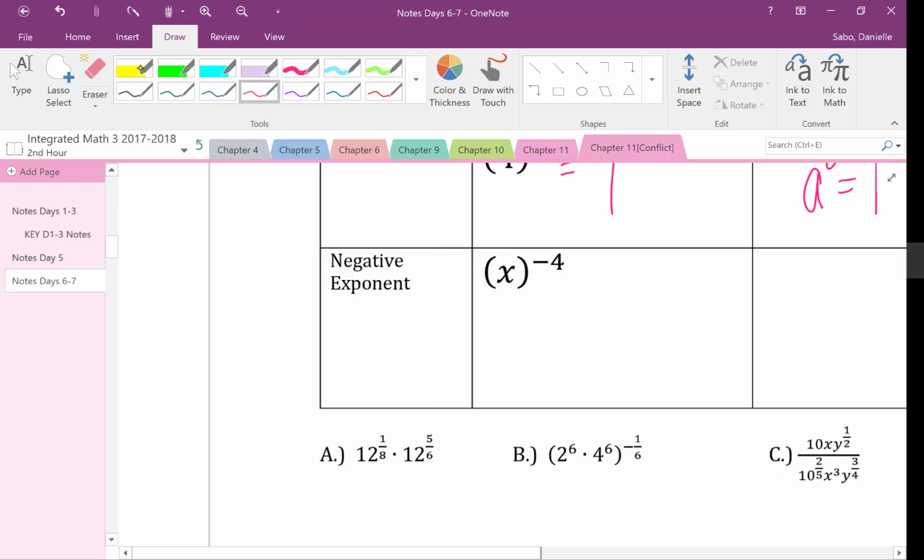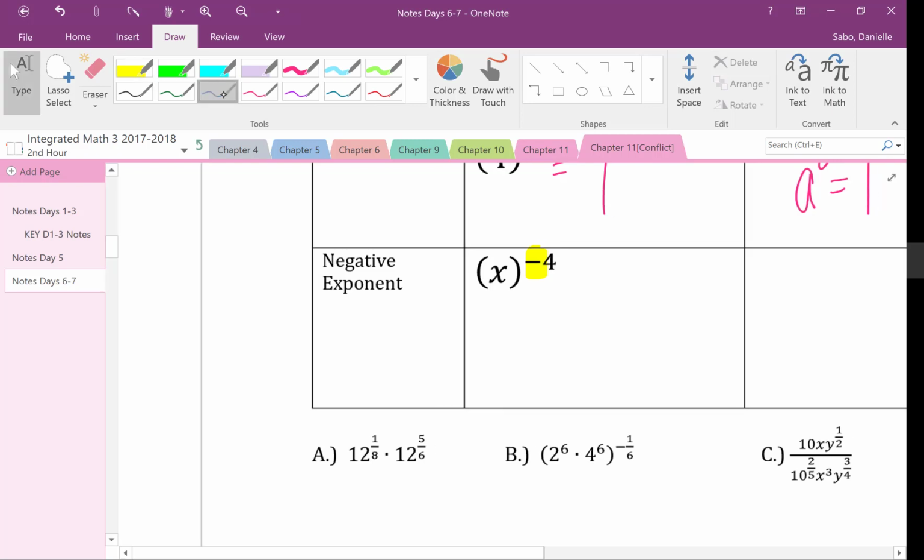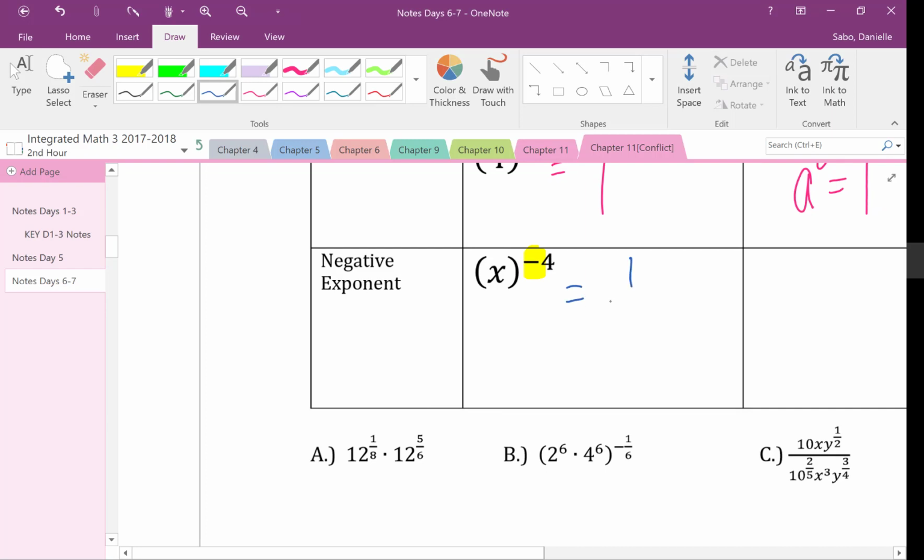Okay, so this negative means that all we're doing is bringing it to the opposite position. So, what does that mean? It's currently on the top of the fraction. If there's a negative, it goes to the bottom of the fraction. So I have 1 over x to the 4th. It just goes to the opposite position. It wasn't the top, it went to the bottom, and that's it.